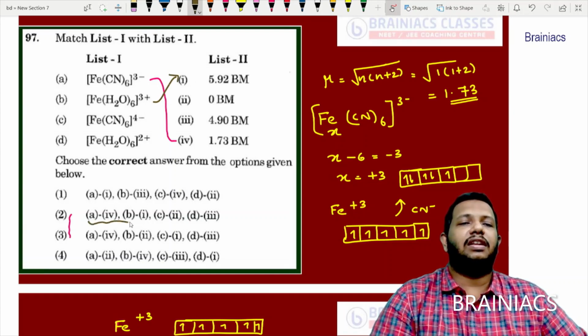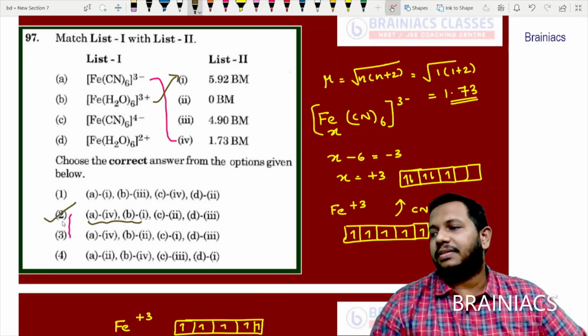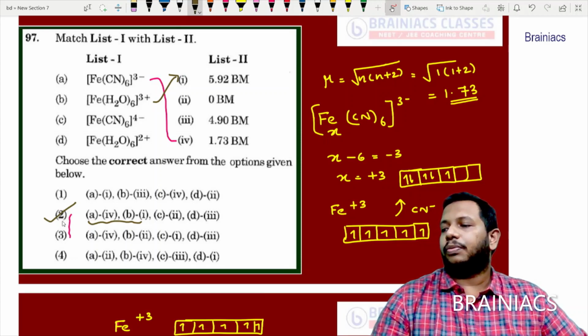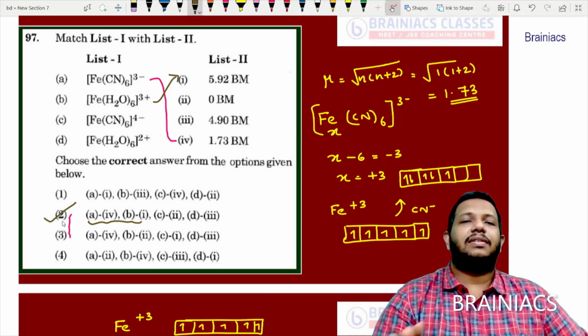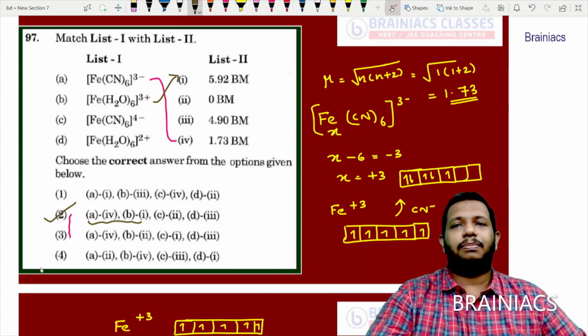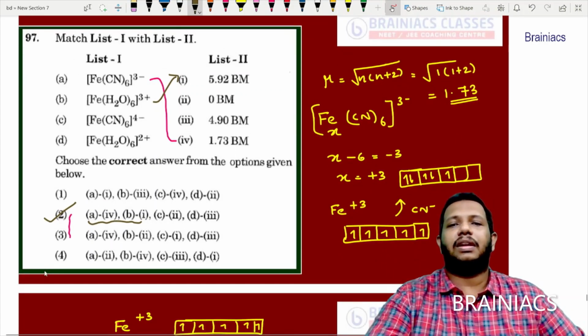If you are getting these two correctly, I don't need to look at the other things. So I can say option 2 is the correct answer. I hope all of you are getting this. Very easy question, you just need to do it. Just the basics of coordination chemistry, you can easily get this one.